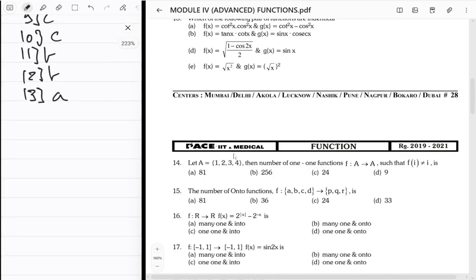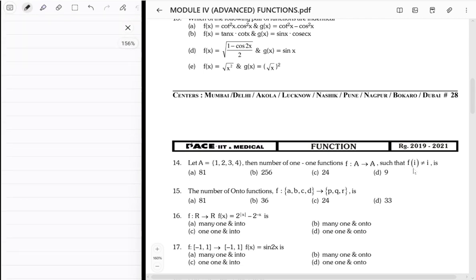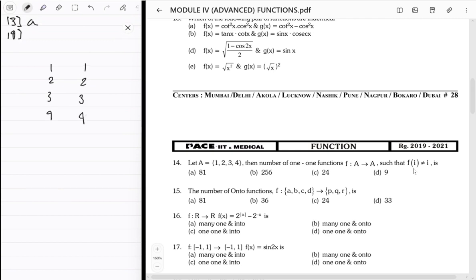14th. Let A be equal to this. Set the number of 1-1 functions from A to A such that f of i is not equal to i. So A is this thing, 1, 2, 3, 4. You want to go from A to A, and it's 1-1. So from an element you can only, okay, understandable, right? And f of i is not equal to i.